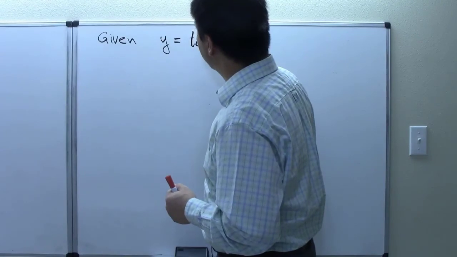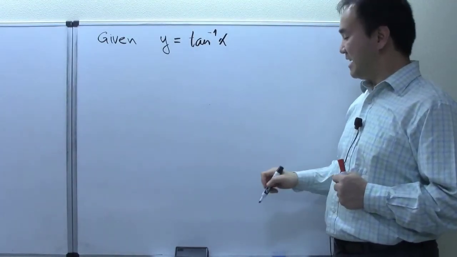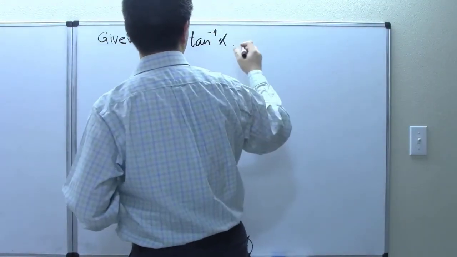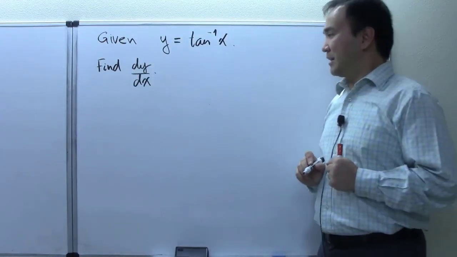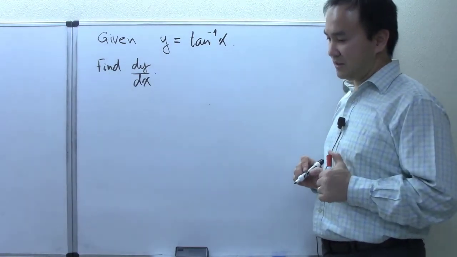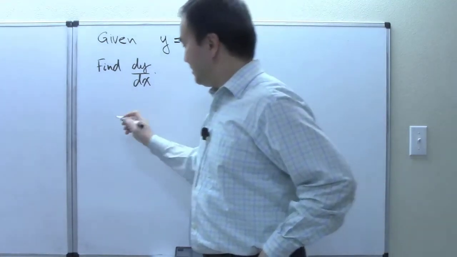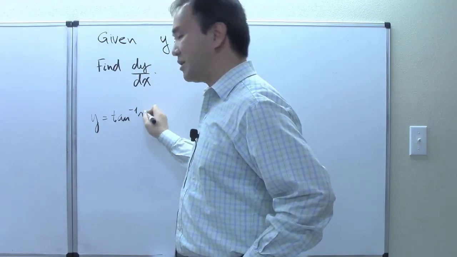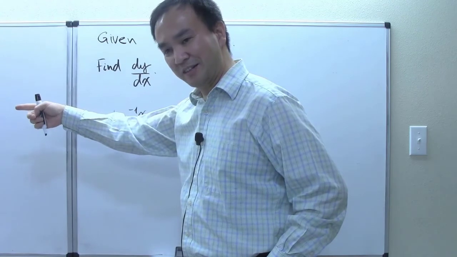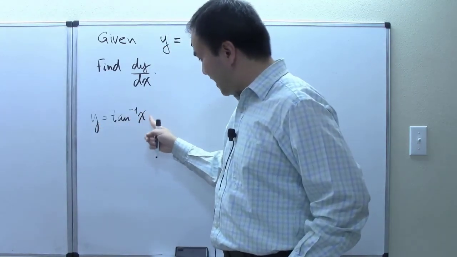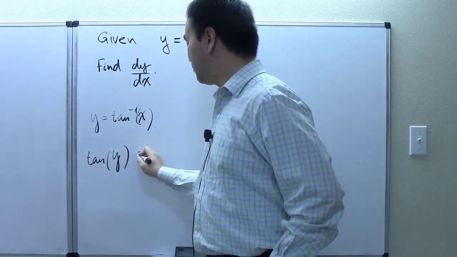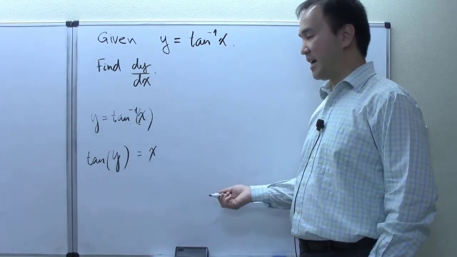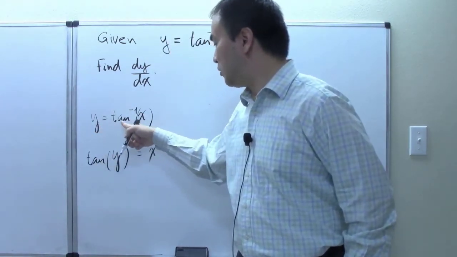All right, so now we are given y equals tangent inverse of x. With this problem we are asked to find dy/dx. Now I need to remind everyone a little bit about tangent inverse. Very similar to the arguments I've made with the two functions we have done earlier, sine inverse and cosine inverse, y equals tangent inverse of x also means, equivalently, tangent of y equals x.